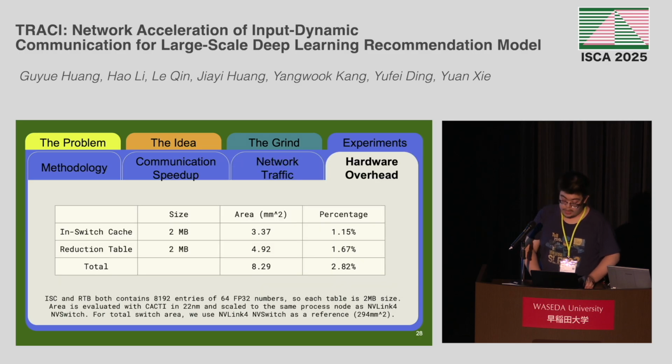We also evaluate the hardware overhead of adding the reduction table and in-switch cache by using CACTI. We could find that there is a very low percentage of hardware overhead.